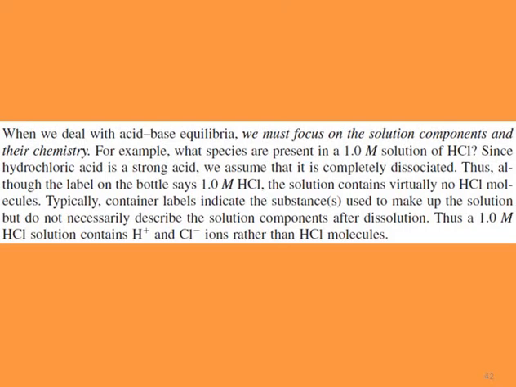When we deal with acid-base equilibria, we must focus on the solution components and their chemistry. For example, what species are present in a 1 molar solution of HCl? Since hydrochloric acid is a strong acid, we assume that it is completely dissociated. Thus, although the label on the bottle says 1 molar HCl, the solution contains virtually no HCl molecules. Typically, container labels indicate the substance or substances used to make up the solution, but do not necessarily describe the solution components after dissolution. Thus, a 1 mole per liter HCl solution contains proton and chloride ions rather than HCl molecules.